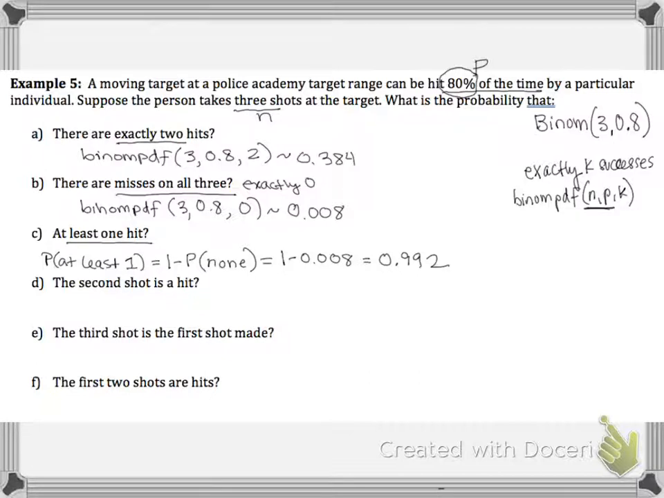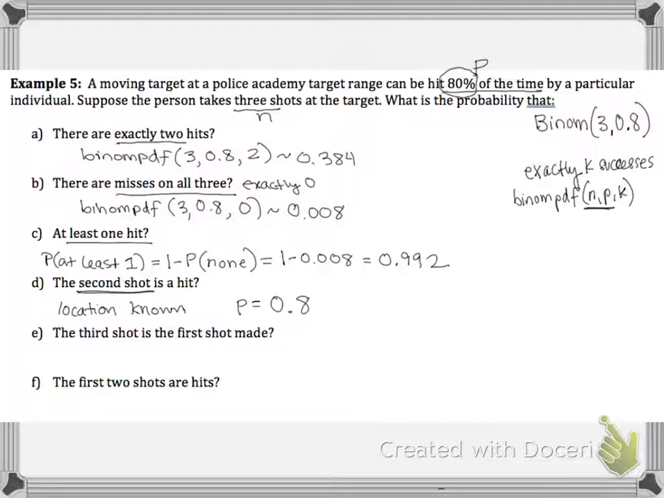Okay, so finally, let's see, D. The second shot is a hit. Second shot, this is a location that is known. It's not saying 2 shots, which is like exactly 2 hits. It's saying I know it's the second shot and I don't know anything about any of the other shots. So this is like a trick question where they just want you to enter the probability of success. This could be phrased, what is the probability the first shot is a hit? What is the probability the second shot is a hit? And I also could have asked, what is the probability the third shot is a hit?